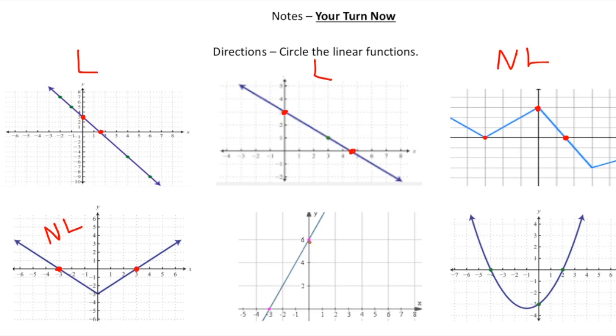Here we have a y-intercept and an x-intercept, and the slope is consistent, so that's linear. And this one is really obvious, right? It doesn't make a line. But also we have one x-intercept here and one x-intercept here, which makes it nonlinear.